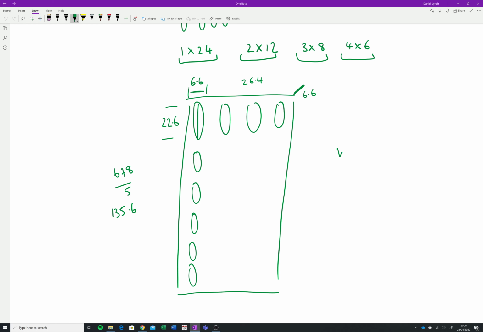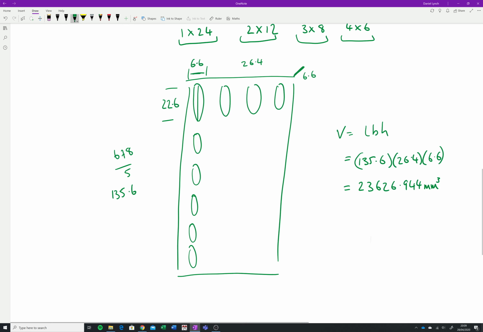So volume is length times breadth times height: 135.6 times 26.4 times 6.6. I'll just show you what the volume is going to be. So 135.6 times 26.4 times 6.6, and that is going to be 23626.944. Those are millimeters cubed.